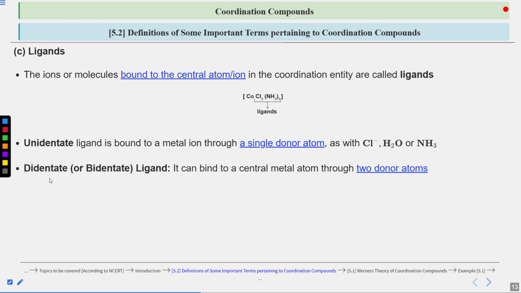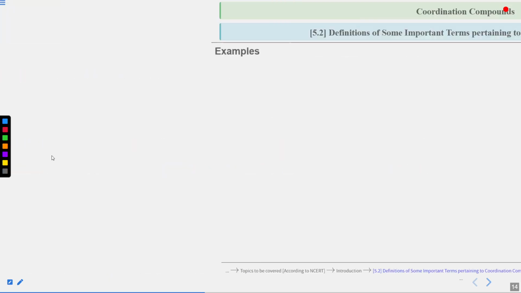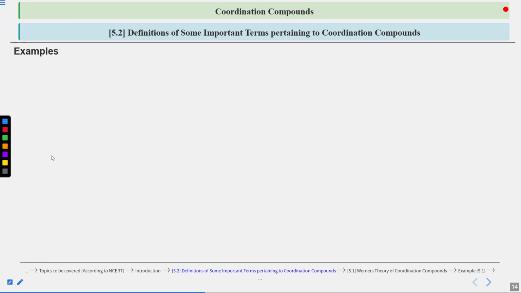Similarly, the didentate or bidentate ligand can bind to a central metal atom through two donor atoms. In a single ligand, two donor atoms are present that can bind to a central atom or ion. Those ligands are considered bidentate or didentate ligands. Let's understand by seeing some examples.